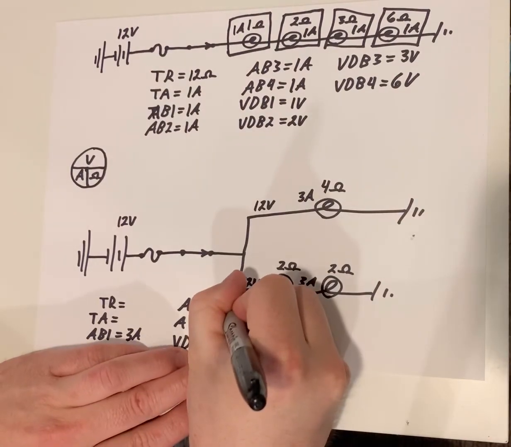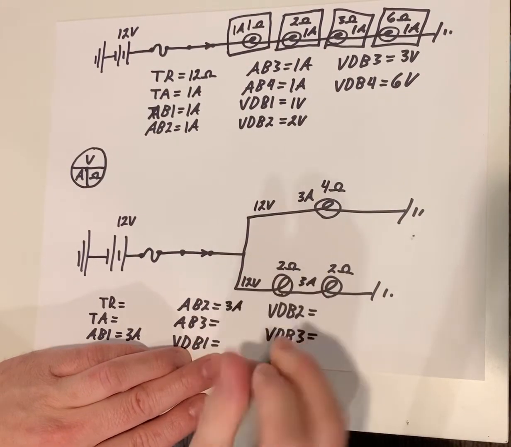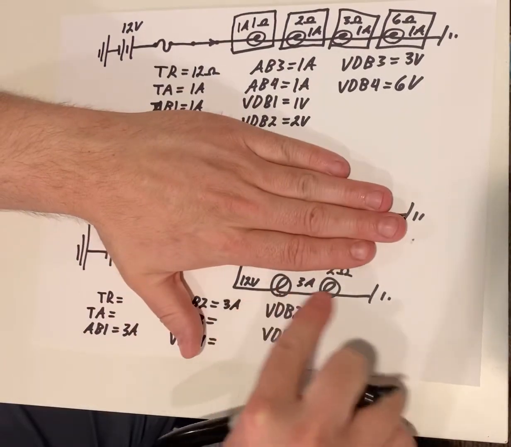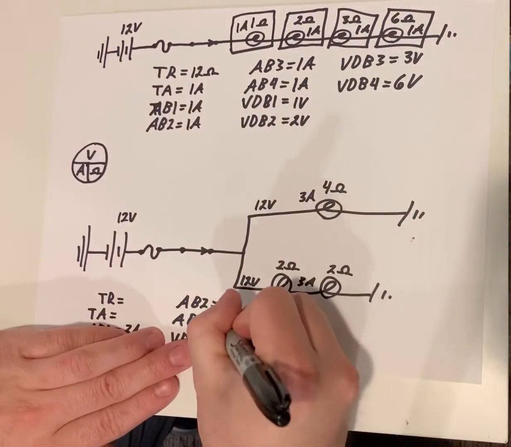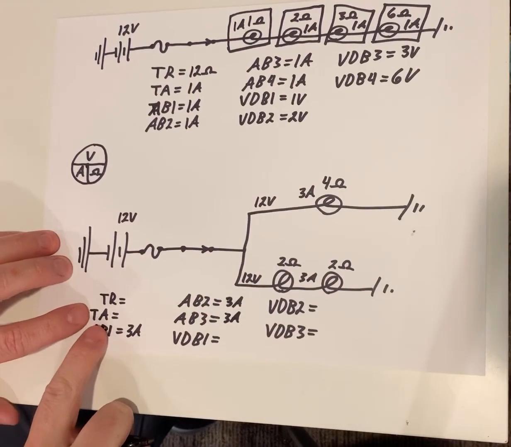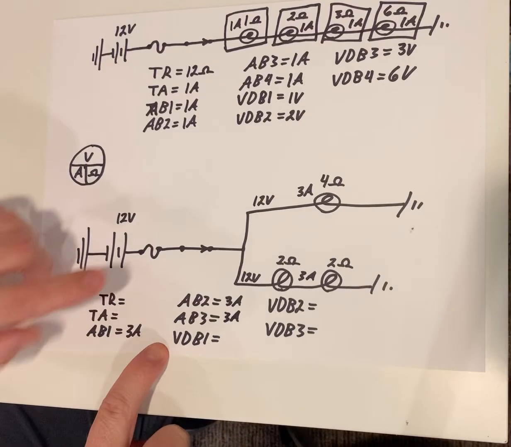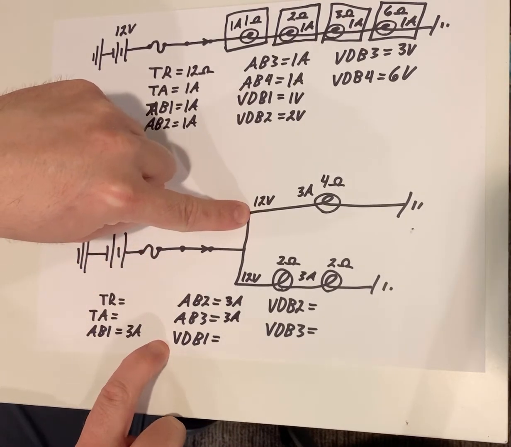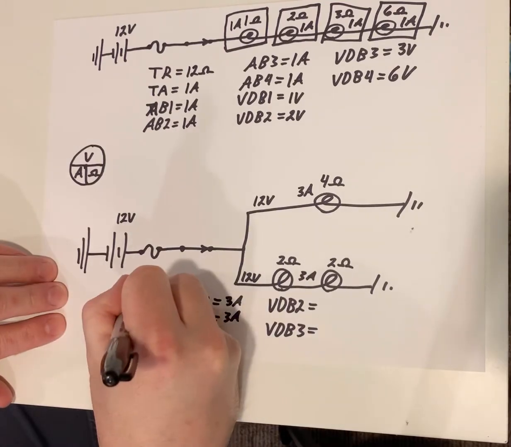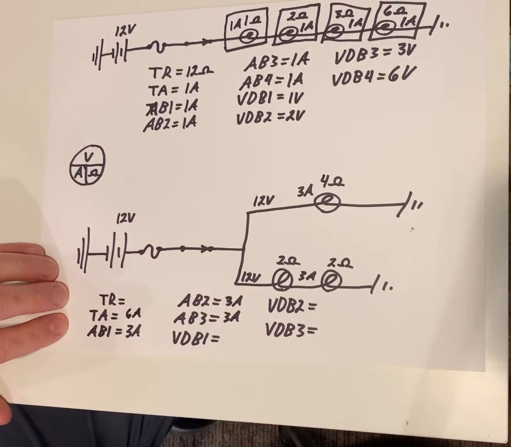So how many amps went through bulb 2? 3 amps. And since it's a series circuit over here, the amps is the same. So 3 amps go through both of those bulbs. Now we can answer what my total amperage is. Okay, we know what the amperage on this branch was. It's 3 amps. This branch, 3 amps. So add branch plus branch and we get 6 amps.